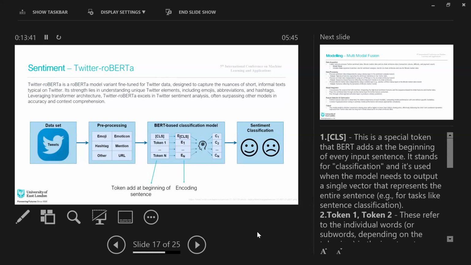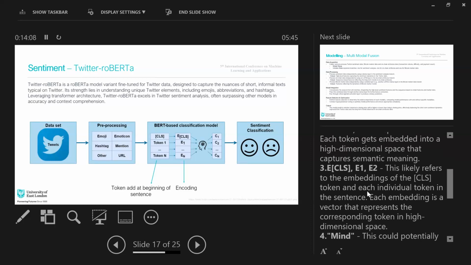So this is a small diagram to explain kind of how it works. You initially start with the tweets, you then pre-process it, and then you actually put it through this BERT model. So you add a token, you encode it, so you transform the given text into a vector and put it into a vector space, which captures context, and then you feed it through the model, and then out comes your sentiment.